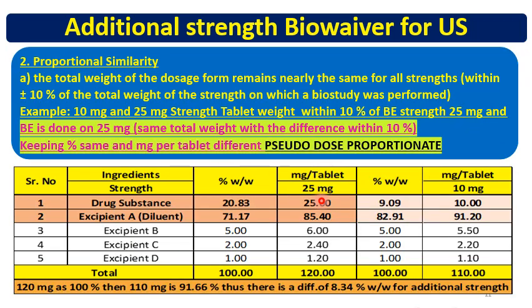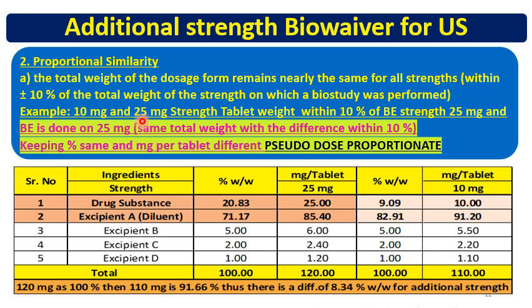Then coming to the next example, this is a very interesting example, and many of the professionals find these things very difficult to understand. Now we have seen the first sentence example. Now we will see the second, in bracket, example. Within 10% plus or minus, it is within 10% of the total weight of the strength on which the bio study was performed.